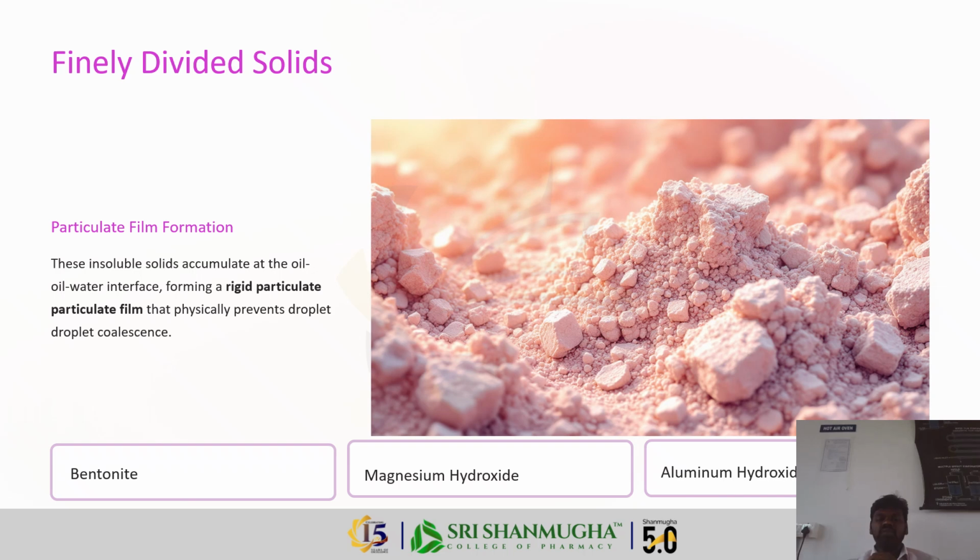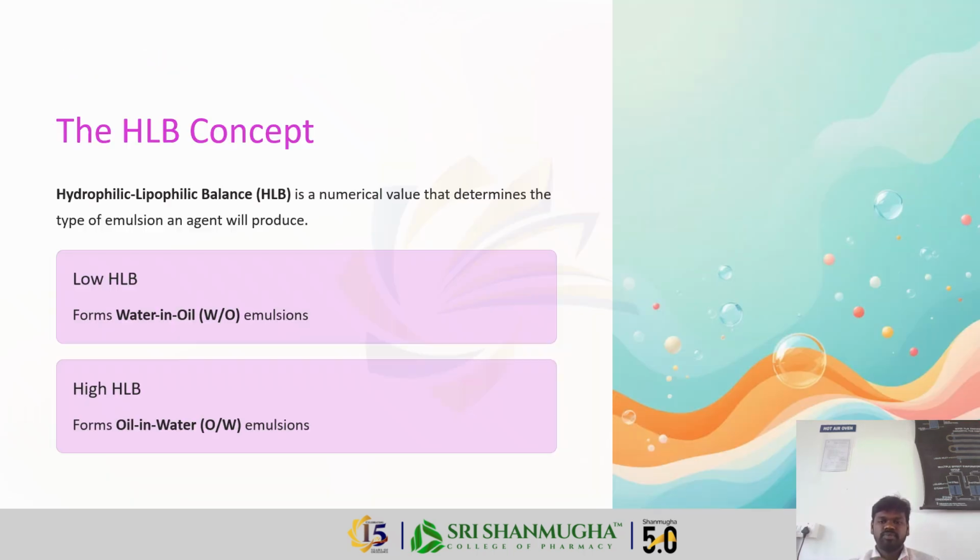Next, finely divided solids, which work by particulate film formation. These insoluble solids accumulate at the oil-water interface, forming a rigid particulate film that physically prevents droplet coalescence. Examples are bentonite, magnesium hydroxide, and aluminum hydroxide.